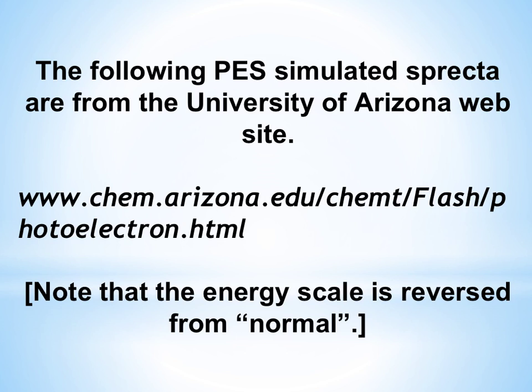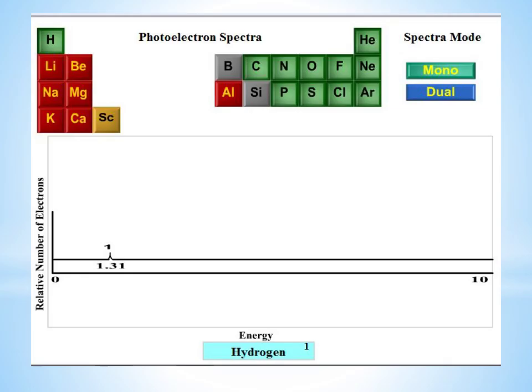Now, the following PES spectrum that I'm going to show you come from the University of Arizona website. And notice the scale is now reversed. Before, the scale was bigger on the left and lower on the right. Now they're going to be more normally lower on the left and increase as you go to the right. But that just means that the further to the right and further up the electrons are, the closer they are to the nucleus. So once again, here's hydrogen. And hydrogen's peak represents 1 electron, and it exists at 1.31 energy units.